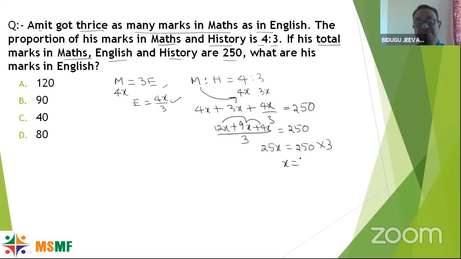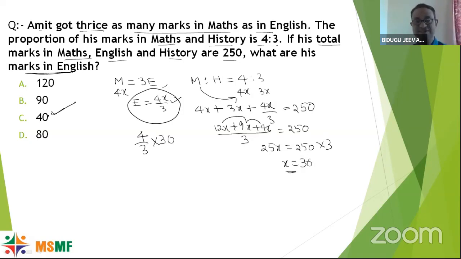What is the value of x? 30. What is x? Right. What are the marks? 4 by 3 into x. Great. Your answer is 40. The marks in English is 40. Hope you are comfortable. Such a simple algebraic problem. Right? Excellent. Let me go to the next problem. I don't want to focus more on this. This is a simple equation.